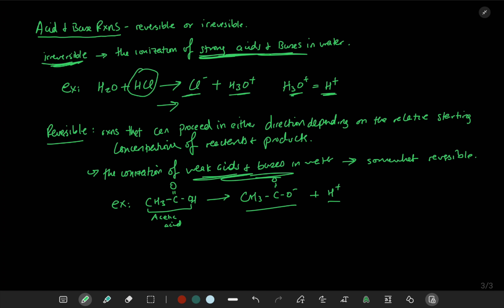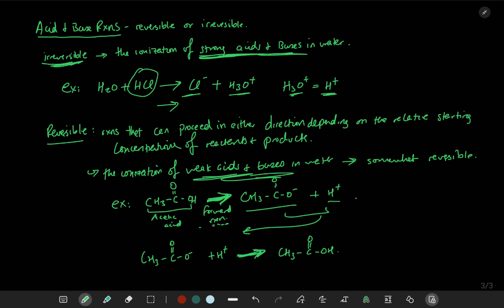Now let's look at the reverse reaction. So it's this reaction, but in reverse. So we have CH3, C double bond O, O minus, plus the hydrogen ion. That's going to give us acetic acid, right? So this reaction here is the forward reaction, and that is the breaking down or the dissociation of acetic acid. And this here is technically the reverse reaction in this direction, right? This is the reverse reaction of the ionization of acetic acid.